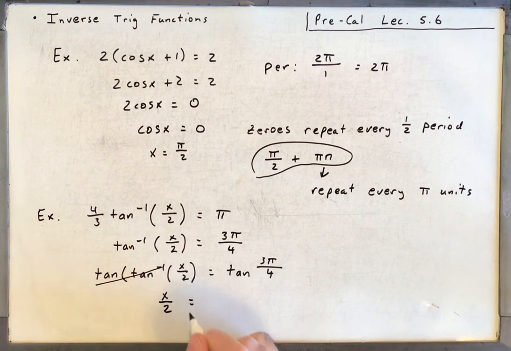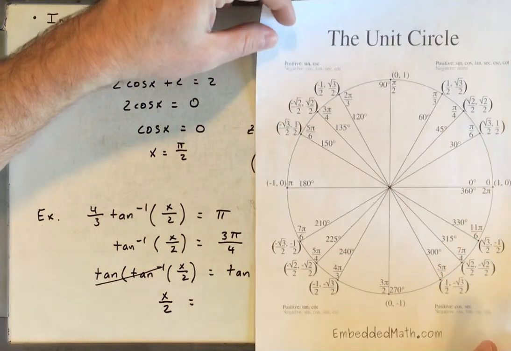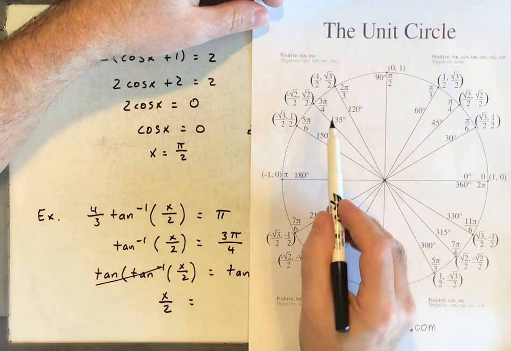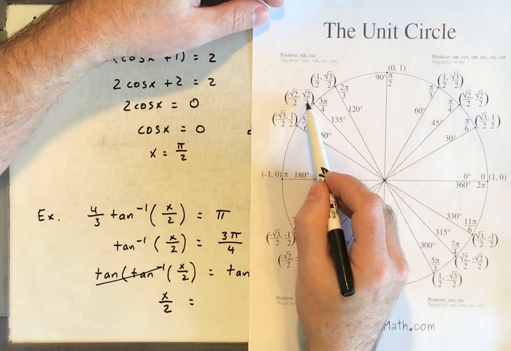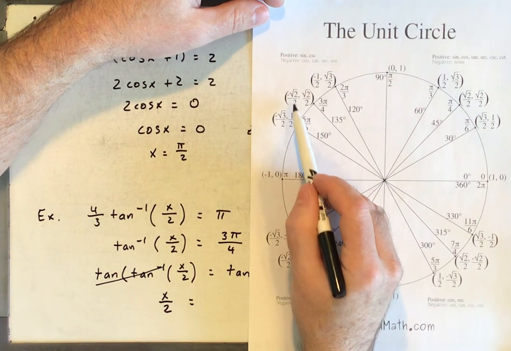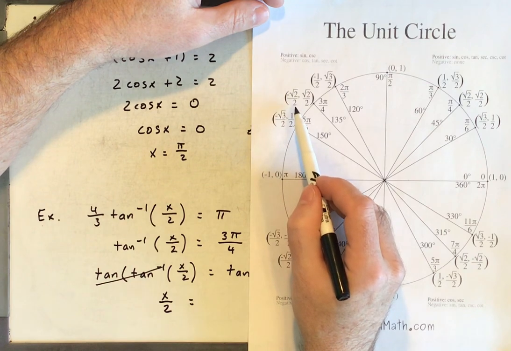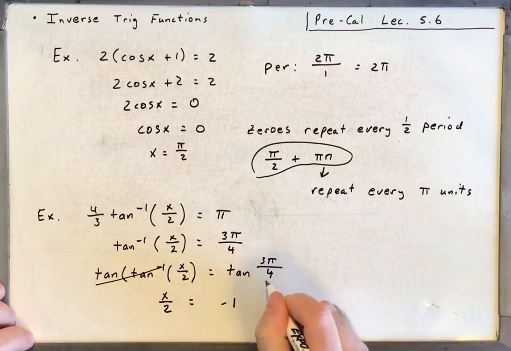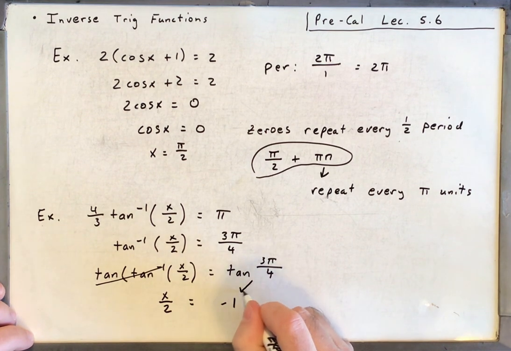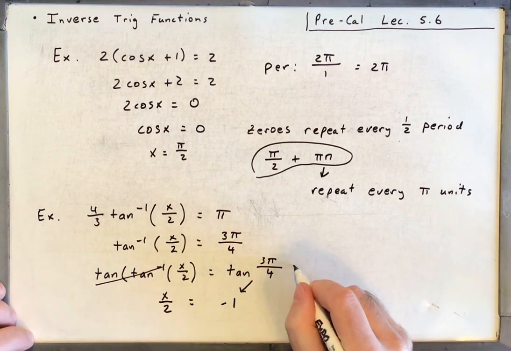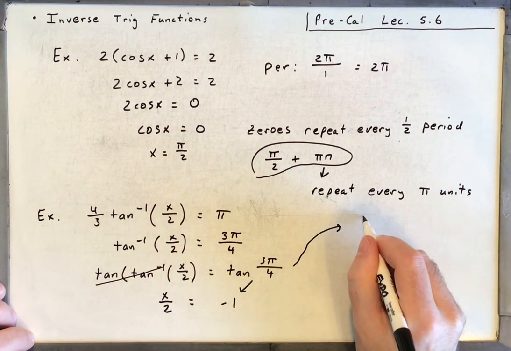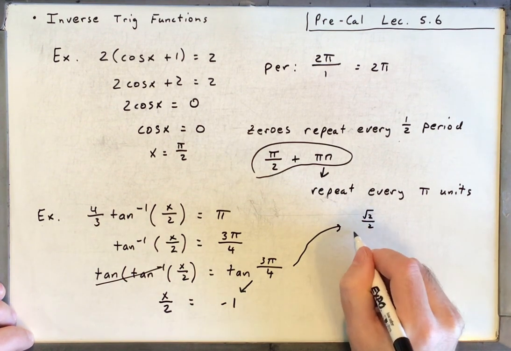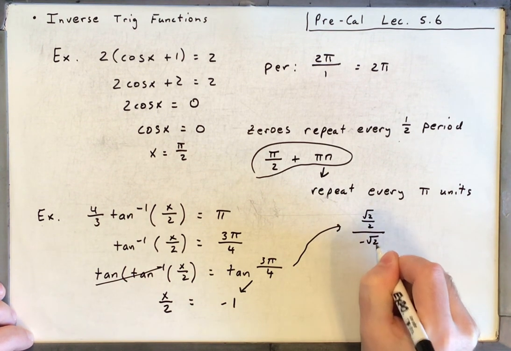Now, what is the tangent of 3 pi over 4? Well, we know tangent is sine over cosine. So it's root 2 over 2 divided by negative root 2 over 2. Okay, so that's just going to be negative 1. Tangent of 3 pi over 4 is negative 1. Again, I'll write that up here. You're going to have root 2 over 2, that's the sine, over negative root 2 over 2.